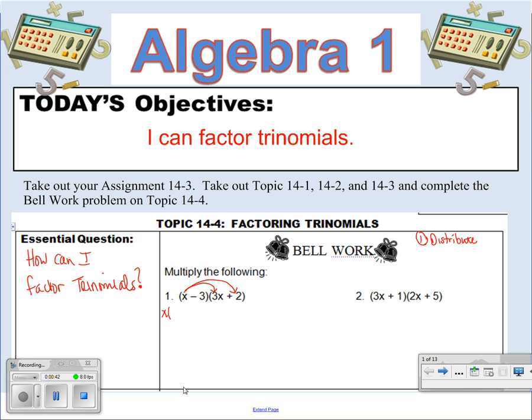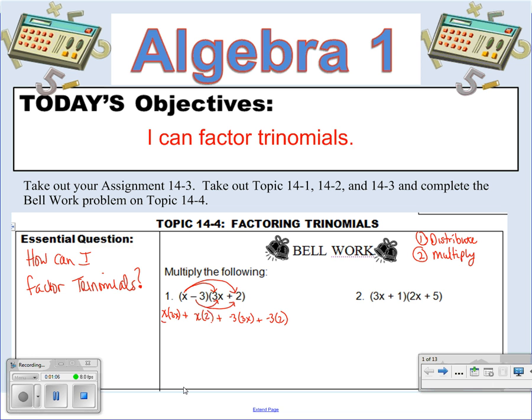This gives us x times 3x. It'll say plus x times 2. We distributed the first term. Now we need to distribute the second one. So plus a negative 3 times 3x, and then plus a negative 3 times 2. When we multiply out, that's our second step, is to multiply each term out.